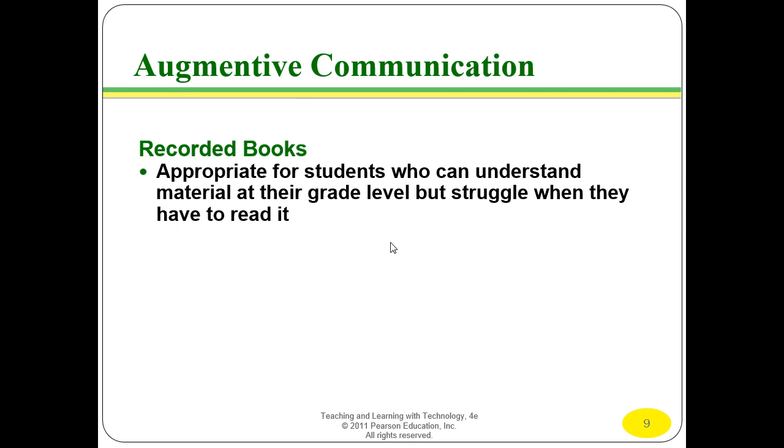Recorded books. They're appropriate for students who can understand material at their grade level but struggle when they have to read it. Let's face it, some students will have problems reading. If they can listen to the chapter, listen to the text, listen to the book, they can pick up on all of the main points. They also can stop the recorder, reverse it, and then listen to it any number of times to be able to get the information.